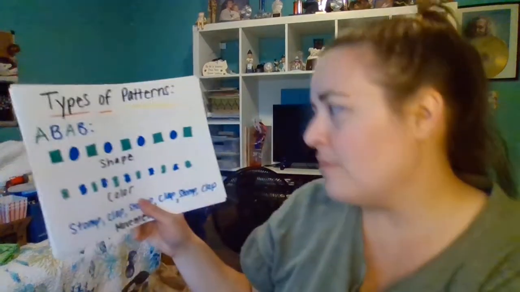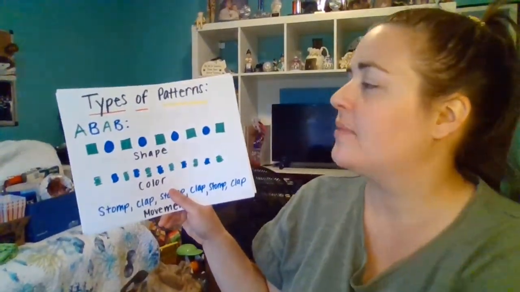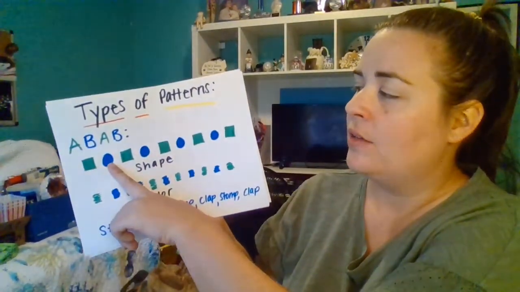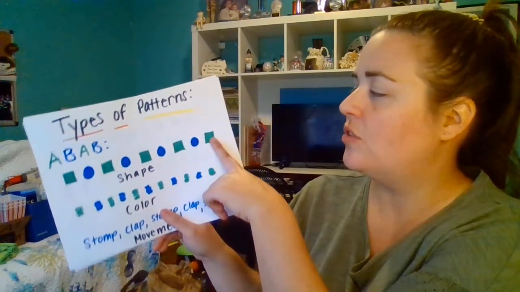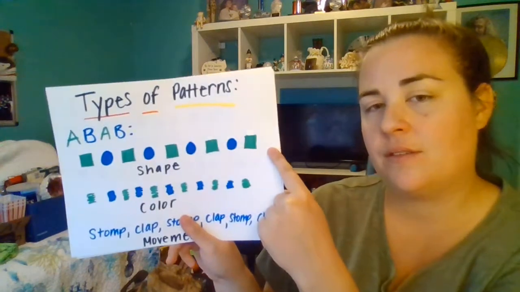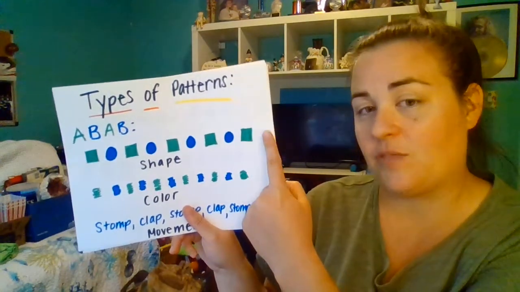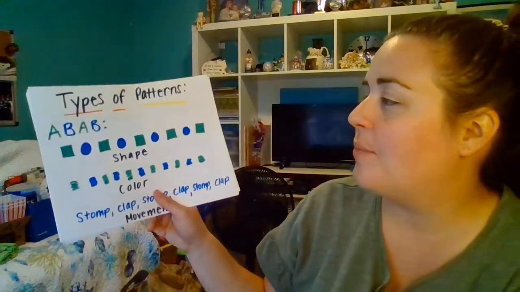So let's start with our shape pattern. Square, circle, square, circle, square, circle, square, circle, square. What would come next? Circle, that's right. Good job.